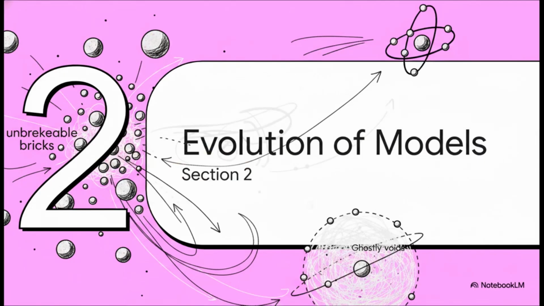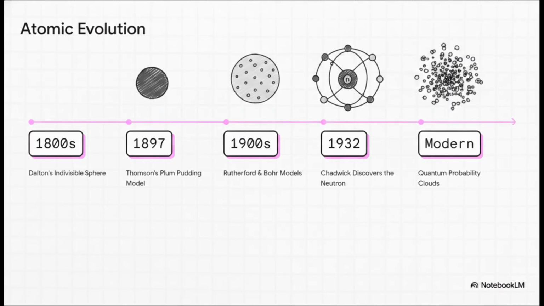So, how did we even discover this ghostly void in the first place? Well, that brings us to Section 2, Evolution of Atomic Models. This timeline is basically a scientific detective story. We start way back in the early 1800s with John Dalton, who proposed that atoms were just tiny, indivisible, solid spheres. Makes sense for the time, right?